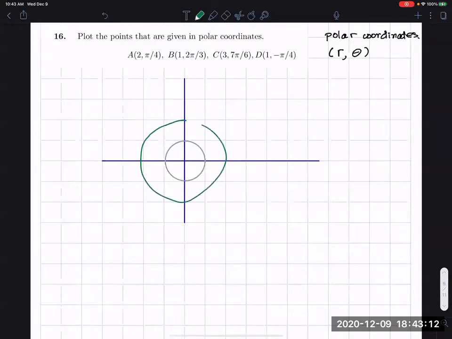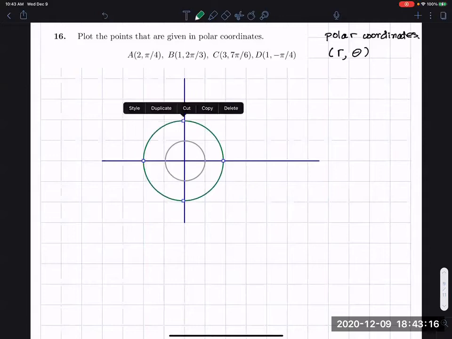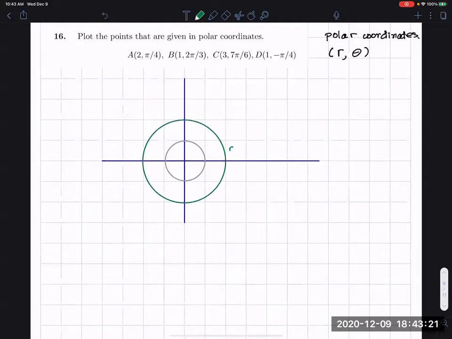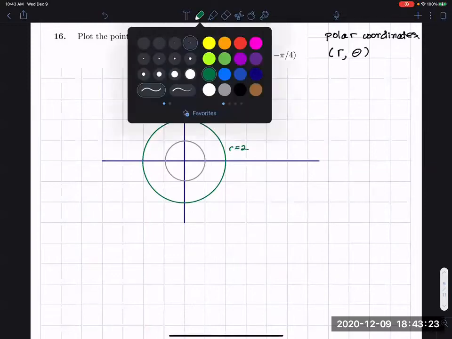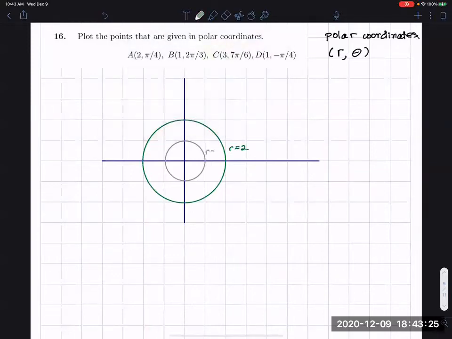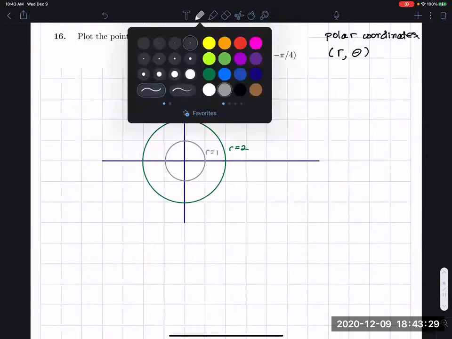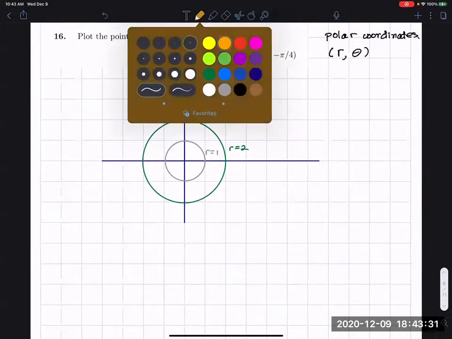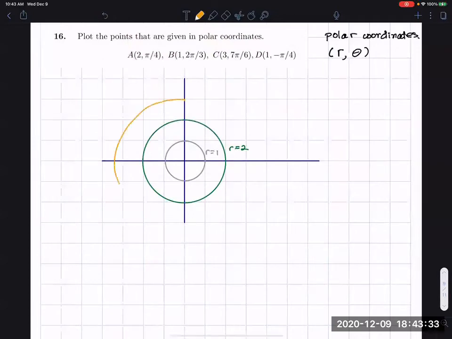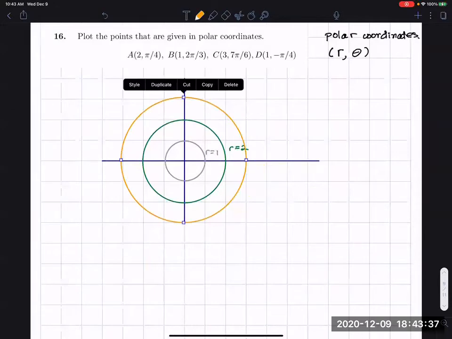Let's try out this color. This one is r equals 2. The first one was r equals 1. Am I going to go up to 3? Yes, it looks like it. Let me pick a nice color, orange. Looks like I'm getting into fall colors here. In that circle, all of the points have radius 3.